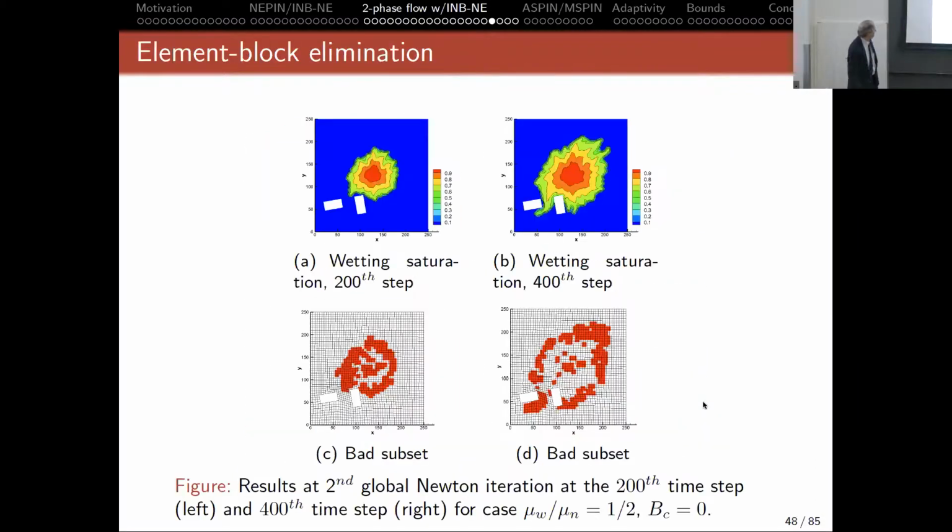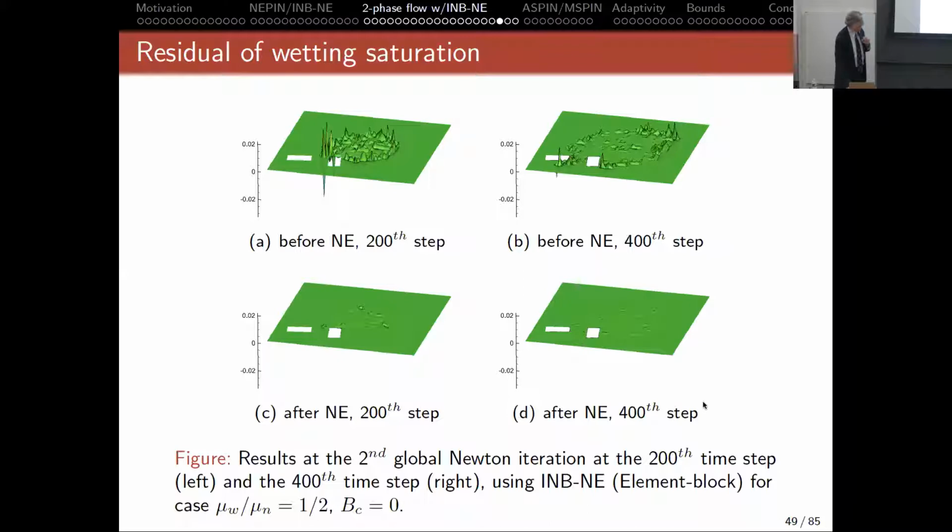pictures. So as I say, it's a very simple method, but it has probably broad applications, and it's easy to see why it works. And for the coupled element block, here is the succession of points at the 200th and 400th time step of the physical evolution that are highlighted for elimination. And here is the before and after for the wetting saturation fluid at those same two time steps.